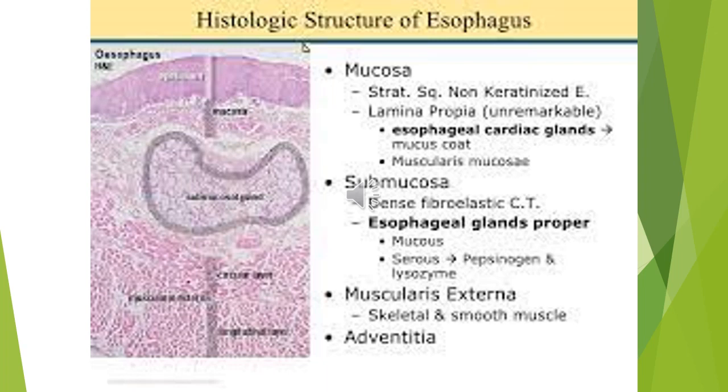Then just outside the lamina propria is the muscularis mucosae, which consists of smooth muscle fibers running mainly in the longitudinal direction. This coat is thicker in the esophagus than in any other part of the digestive tract. And this thick muscularis mucosae is responsible for the presence of longitudinal folds in the mucosa of the esophagus. So you should know the importance of the muscularis mucosae in the esophagus.